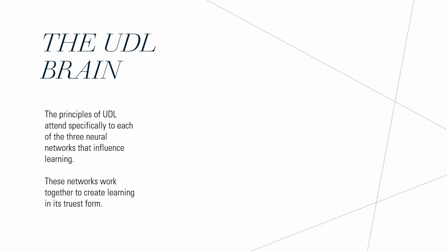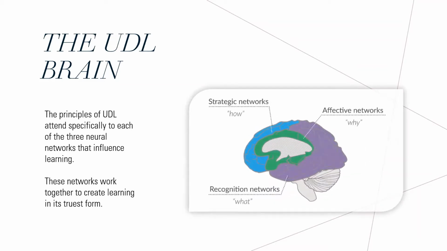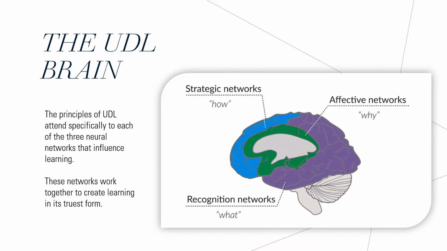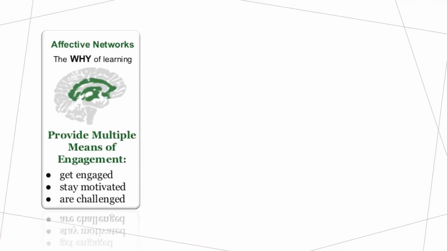The principles of UDL attend specifically to each of the 3 neural networks that influence learning. These neural networks work together to create learning in its truest form. The affective networks are located in the middle of the brain. They deal with developing preferences and priorities and interests. They are essential to students wanting to learn.